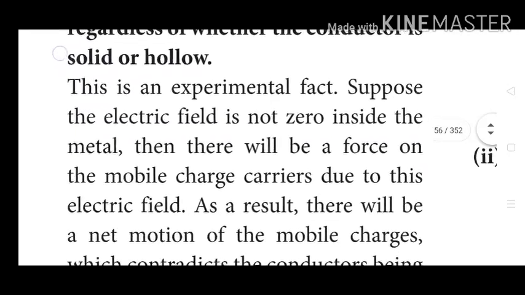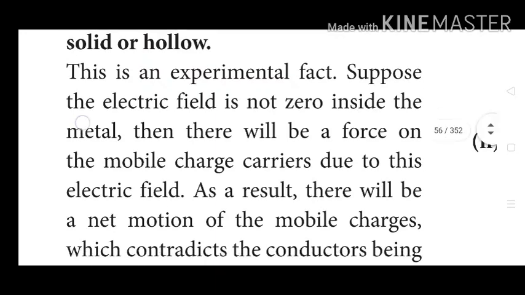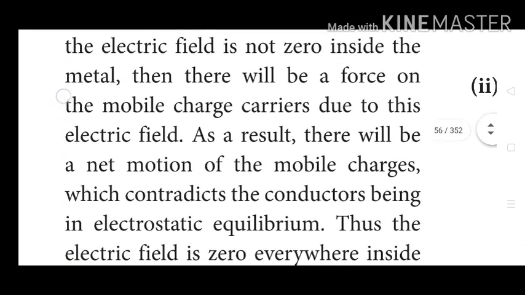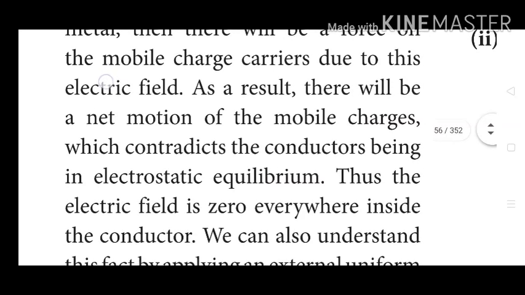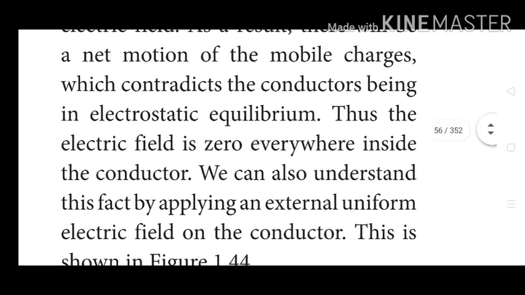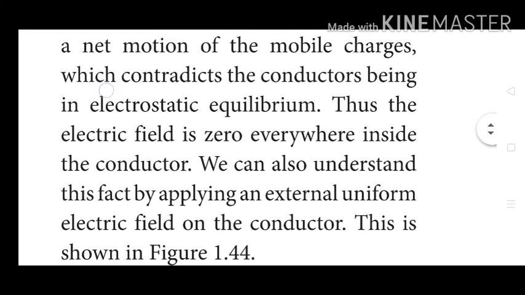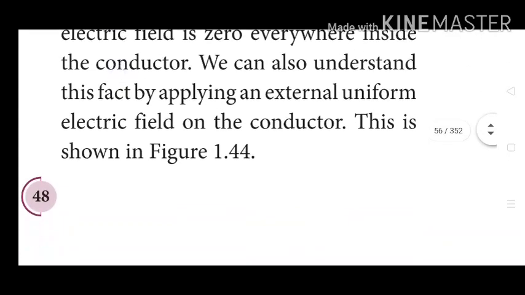First property: the electric field is zero everywhere inside a conductor. This is true regardless of whether the conductor is solid or hollow. This is an experimental fact. Suppose the electric field is not zero inside the metal, then there will be a force on the mobile charge carriers due to this electric field. As a result, there will be a net motion of mobile charges, which contradicts the conductor being in electrostatic equilibrium. Thus, the electric field is zero everywhere inside the conductor.